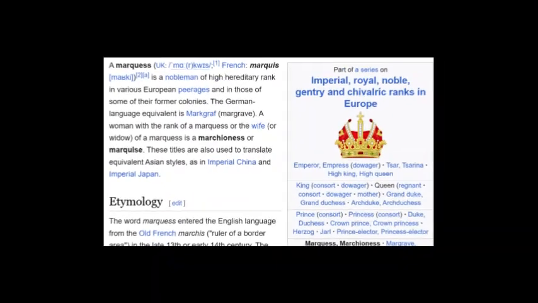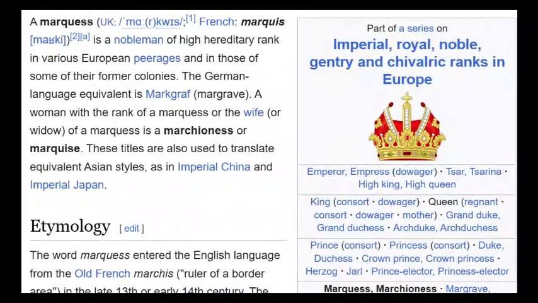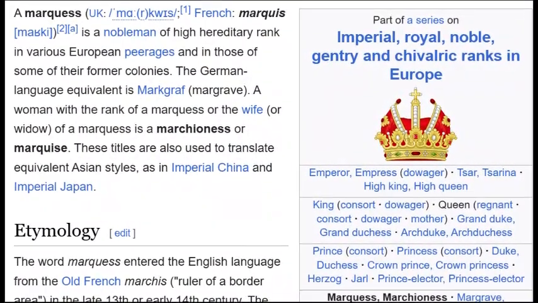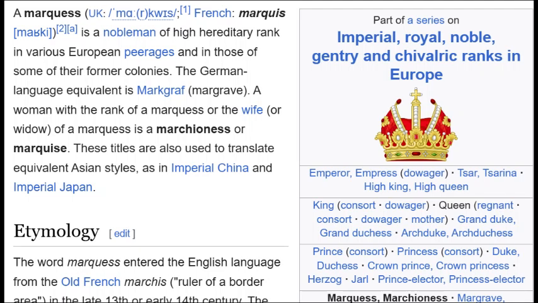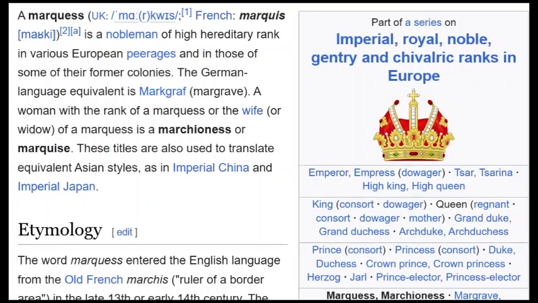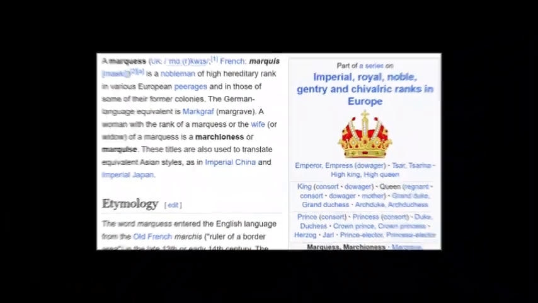So now we come to the idea of a Marquess. Or Marquis, is a nobleman of high hereditary rank in various European peerages and in those of some of their former colonies. The German language equivalent is Margraf or Margrave. A woman with the rank of Marquess or the wife or widow of Marquess is a Marchioness or Marquise. These titles are also used to translate equivalent Asian titles as in the Imperial China and Imperial Japan.